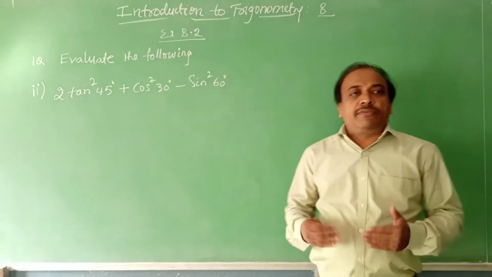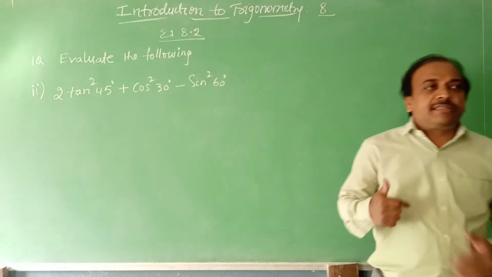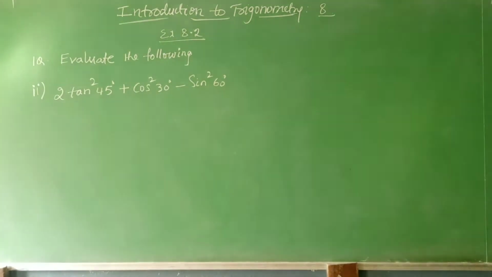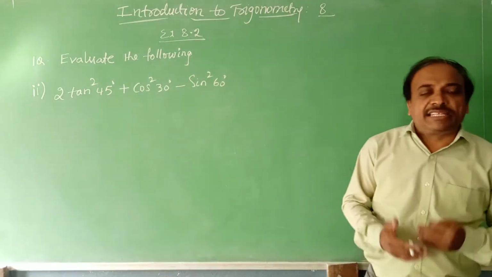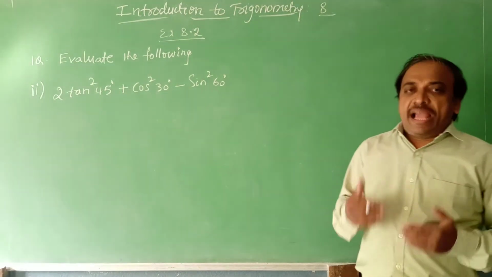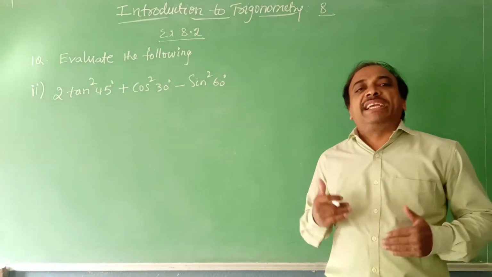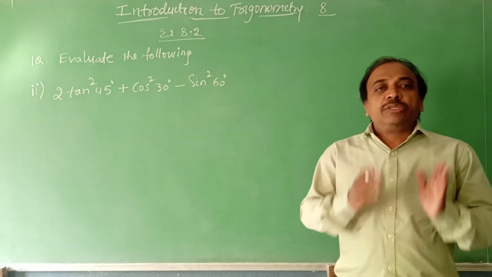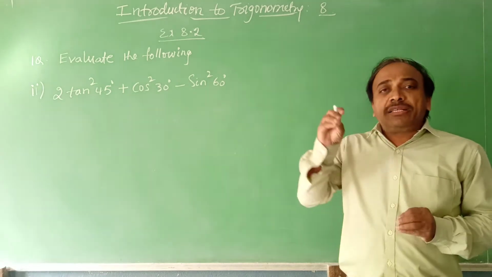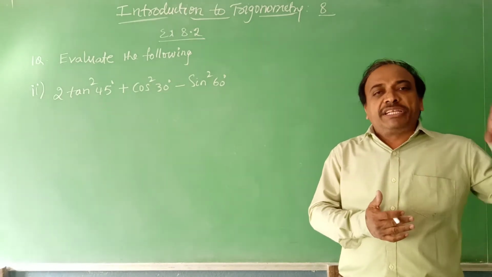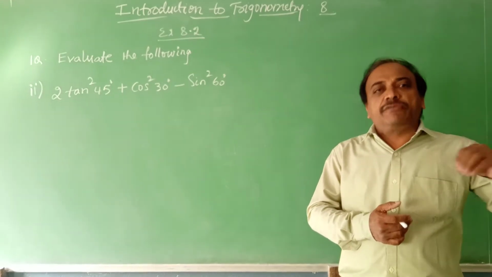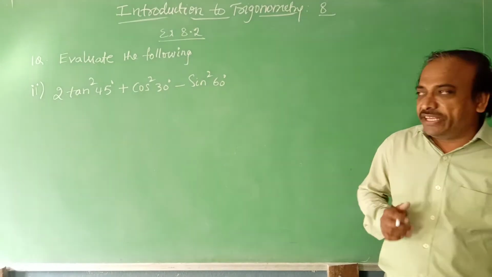I hope you understood what we have discussed in the previous session about introduction to trigonometry. In the previous session we discussed the trigonometric ratios of some specific angles. We described 45 degrees, 30 degrees, 60 degrees, and those values we are substituting. Now the application part of those particular values which we discussed in the previous class.